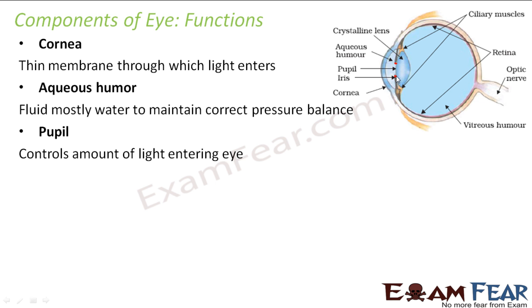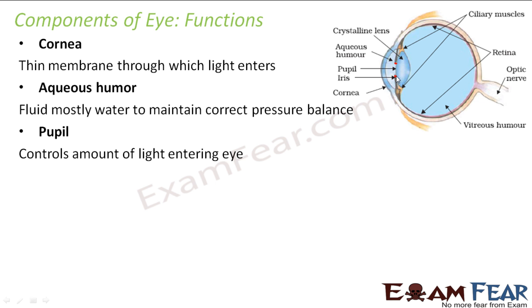It will neither allow too much light to enter the eye, nor too little. You would have observed that when you go out and it is extremely sunny outside, that means there is too much light outside. What happens? You see that your eyes tend to contract. I mean, the pupil tends to contract. The pupil becomes smaller so that a lesser amount of light enters the eye.